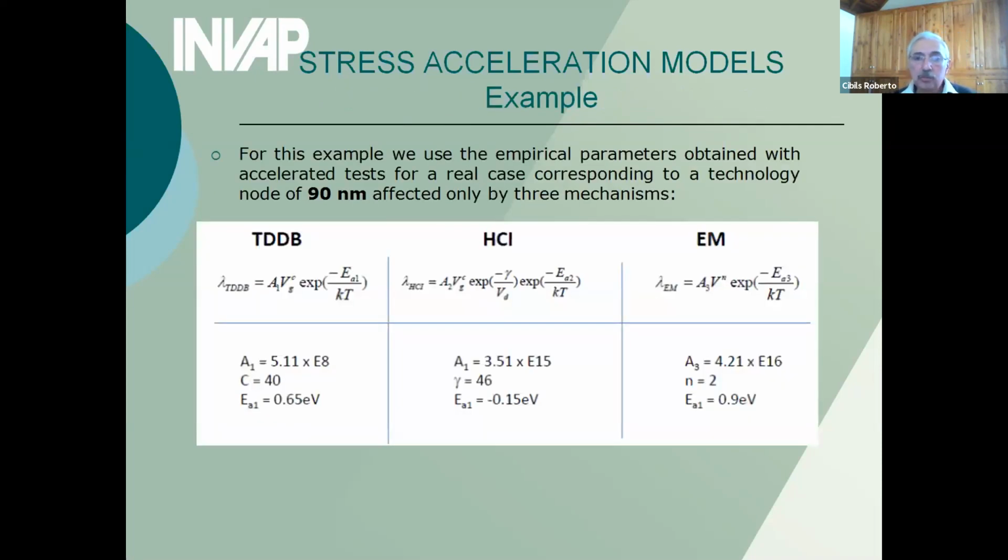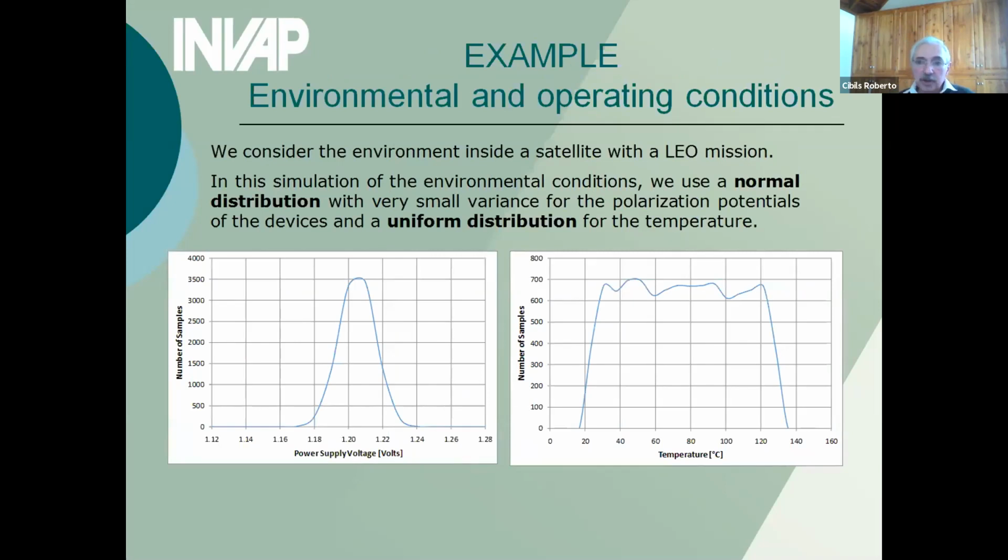In this example, we calculate the reliability, the failure rate, for a technology node of 90 nanometers. In this case, we consider only three failure mechanisms: time-dependent dielectric breakdown, hot carrier injection, and electromigration. We have the models and the empirical parameters, and we use for the power voltage a normal probability distribution around the nominal power voltage, and a uniform distribution for the whole temperature range.